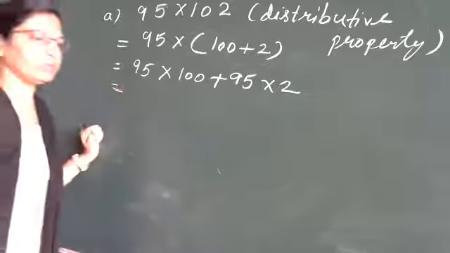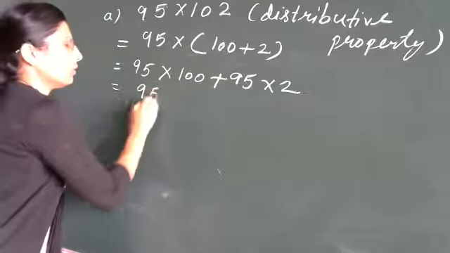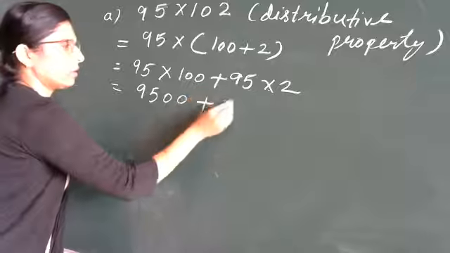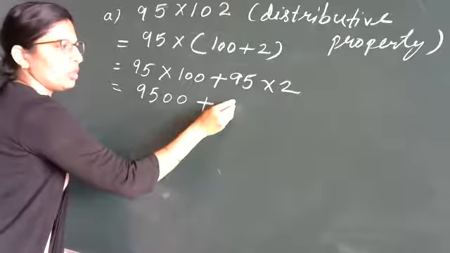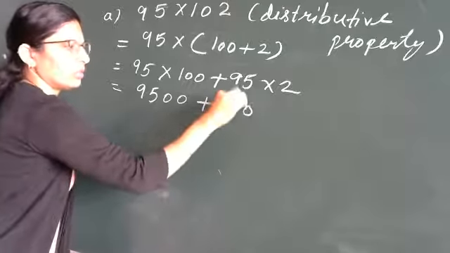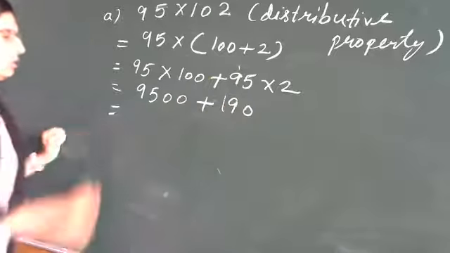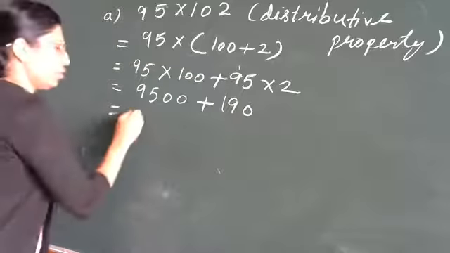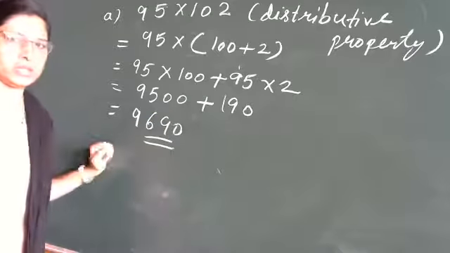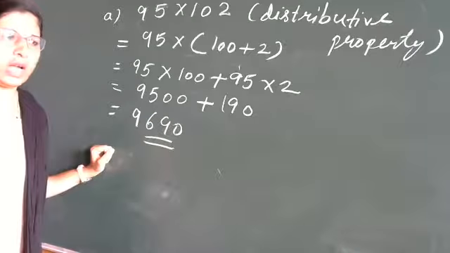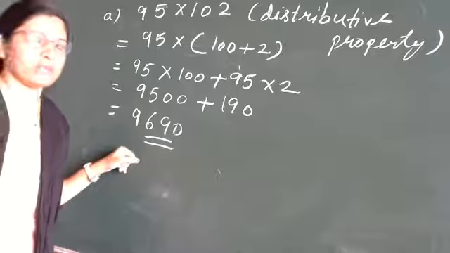Next. 95 into 100 is 9500, 95 into 2 is 190. So the answer is 9690.